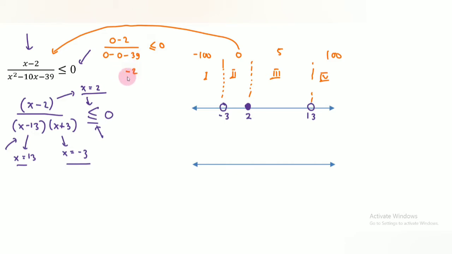Okay, it means negative 2 over negative 39 less than or equal to 0. So it is 2 over 39 less than or equal to 0. Is it true? No, it's not. Therefore, I know this is wrong.